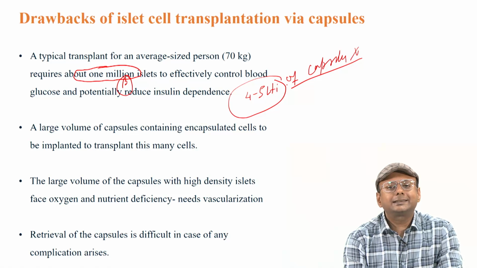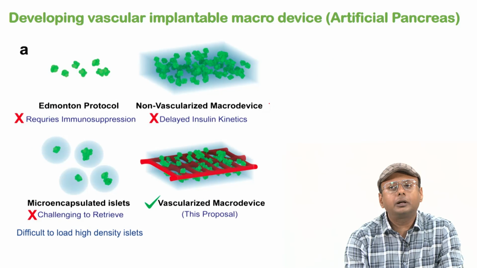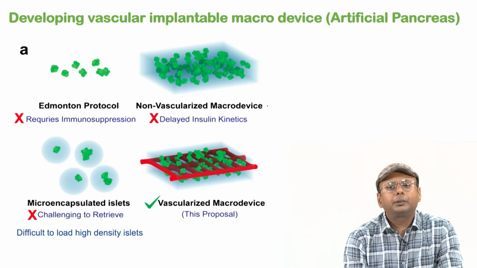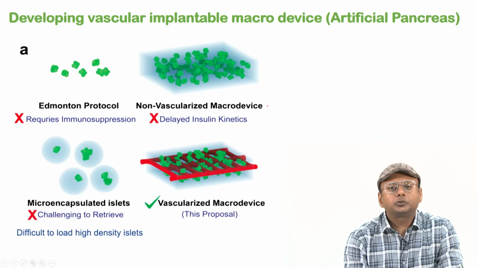Because in cases of any complication, these capsules can get stuck in different parts of our body and eventually it will become very difficult to retrieve those capsules. So what would be the primary goal eventually to develop? The main goal would be to develop a macro device or artificial pancreas. So it would be a macro size object. There we can put this 1 million cells inside, and also in case of any complication we can easily retrieve the device and further load it with new alive pancreatic islet cells.